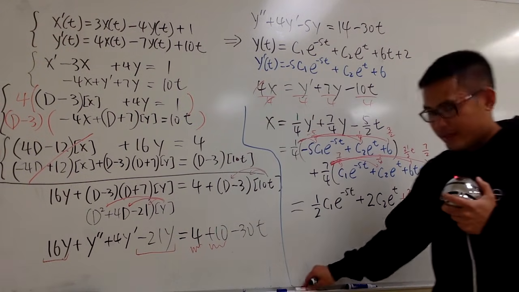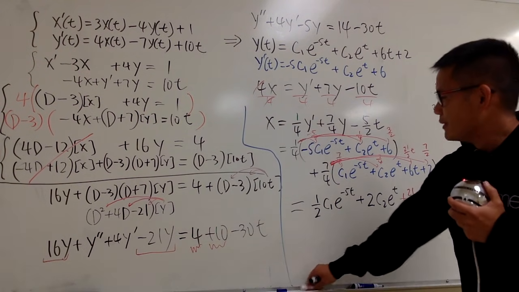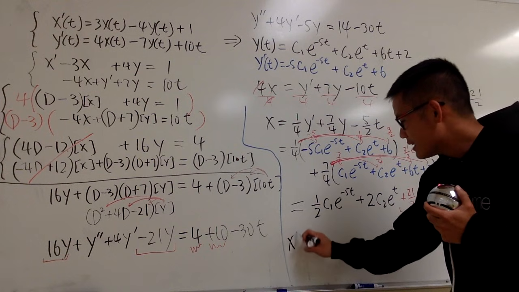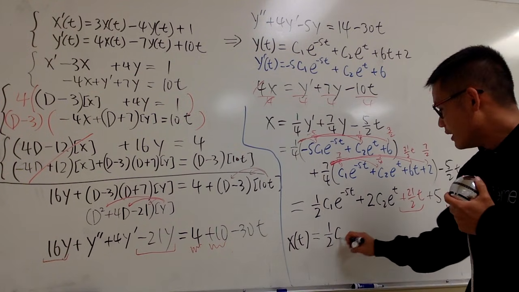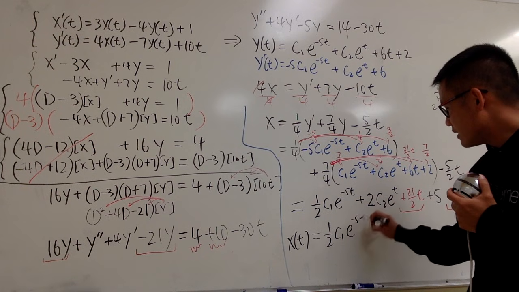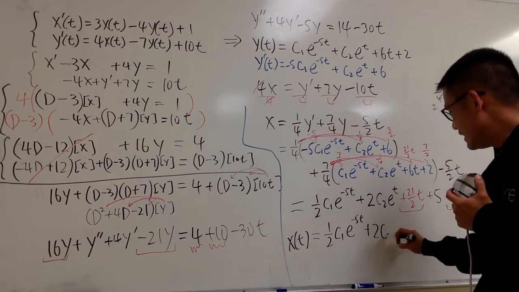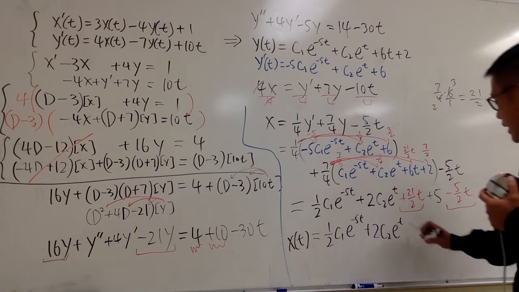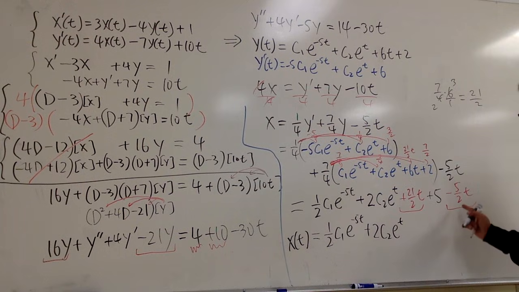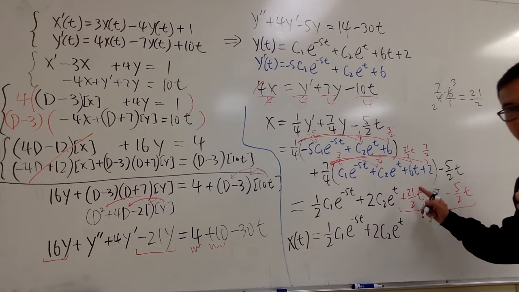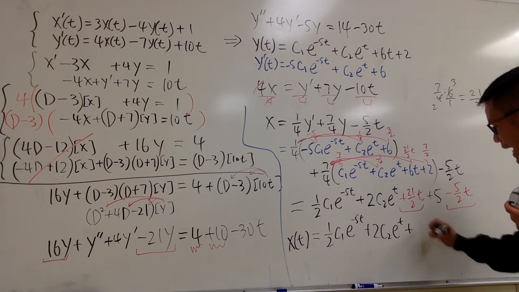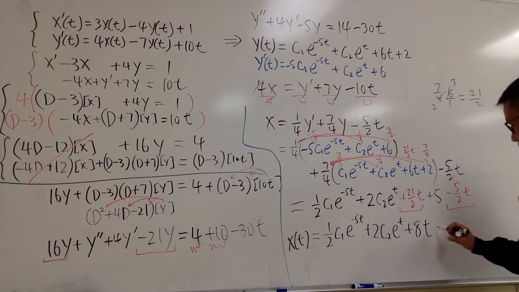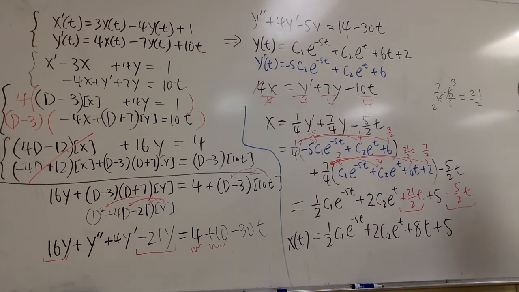So, ladies and gentlemen, I'm done. Because this right here will give me x of t, which is equal to, let me write it down, 1/2 c1 e to the negative 5t plus 2c2 e to the t. And this and that I combine. 21 over 2 minus 5 over 2 is 16 over 2, which is an 8, right? So it becomes plus 8t. And then at the end, we have this 5 right here.